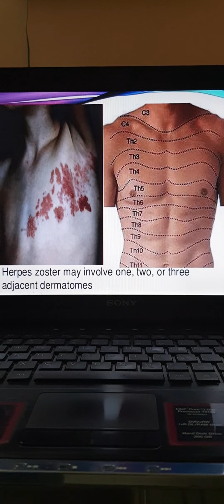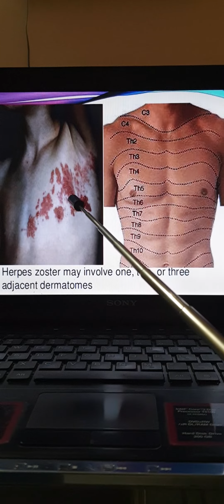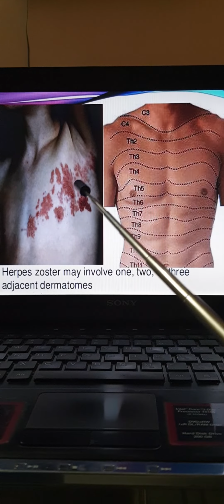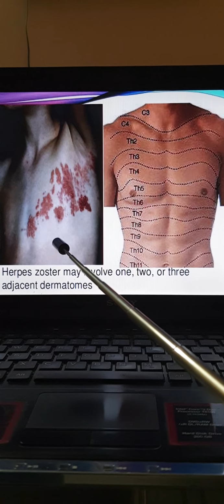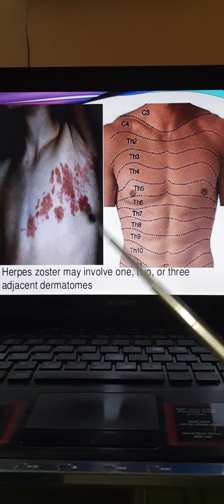Herpes zoster may involve 1, 2, or 3 adjacent dermatomes. There is unilateral rash formation, because of the dermatome which is affected by the nerve supply, and more than 1 or 2 or even 3 adjacent dermatomes can be affected.